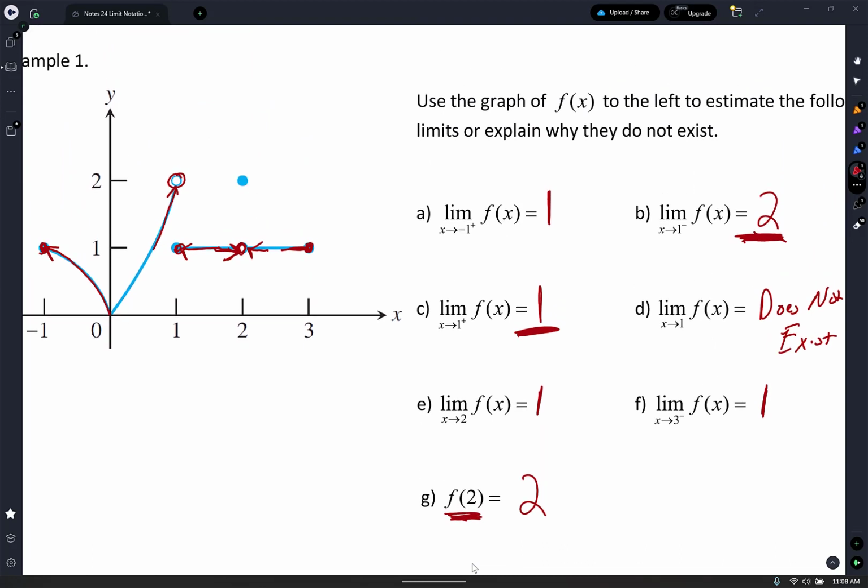No, this is a point, and remember that's a hole. So when the x value is 2, what's my y value? Well, it's not 1 because there's a hole there. My y value is right there.